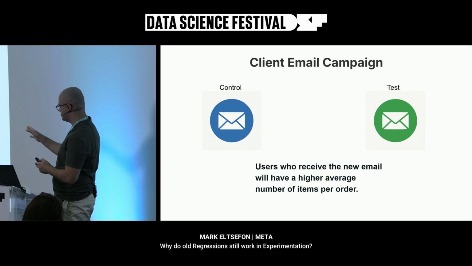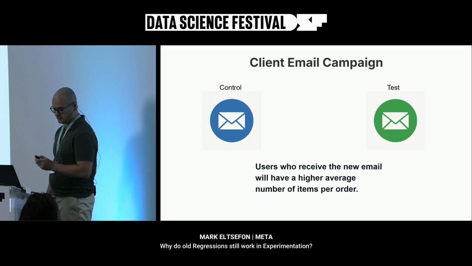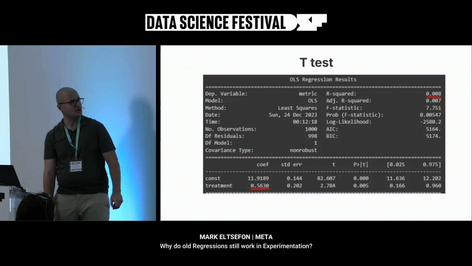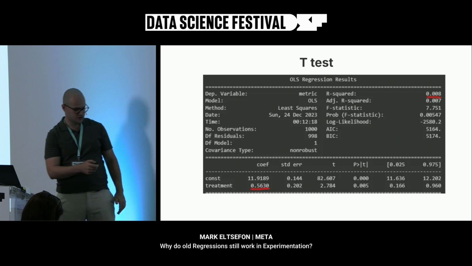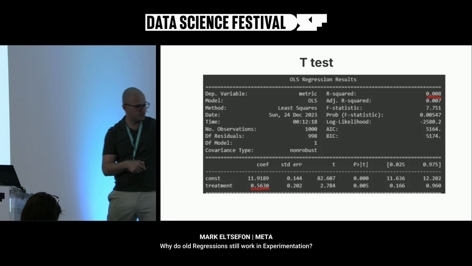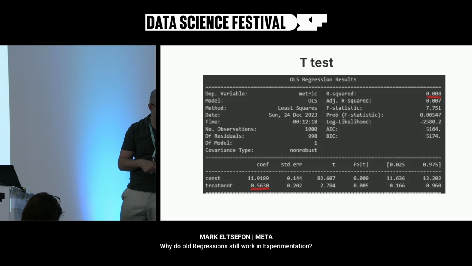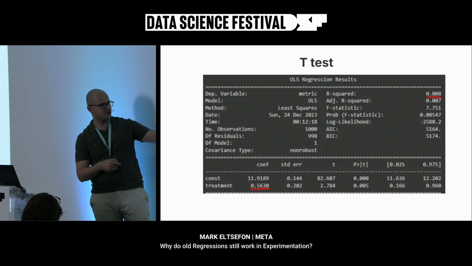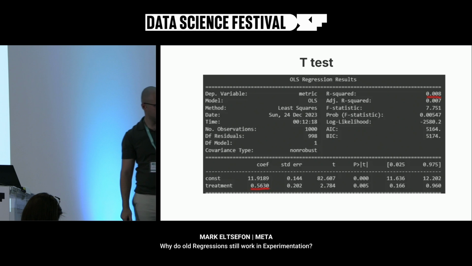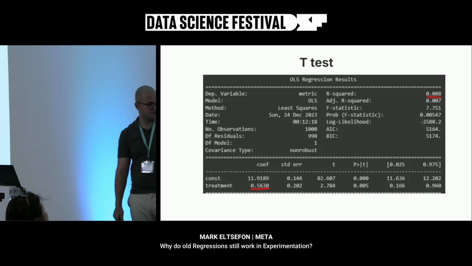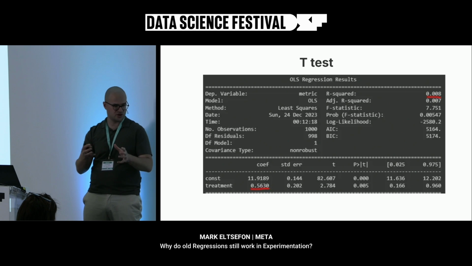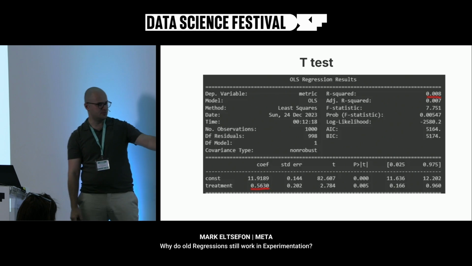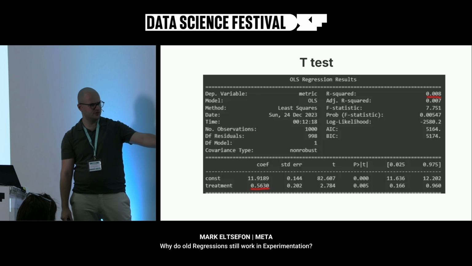So let's try to solve it using our first approach, the t-test. As we already discussed, it's just linear regression with our beta 0 and treatment, so beta 1. What numbers here are important? Here treatment equals 0.56. It means our uplift, the real change between control and test is 0.56.